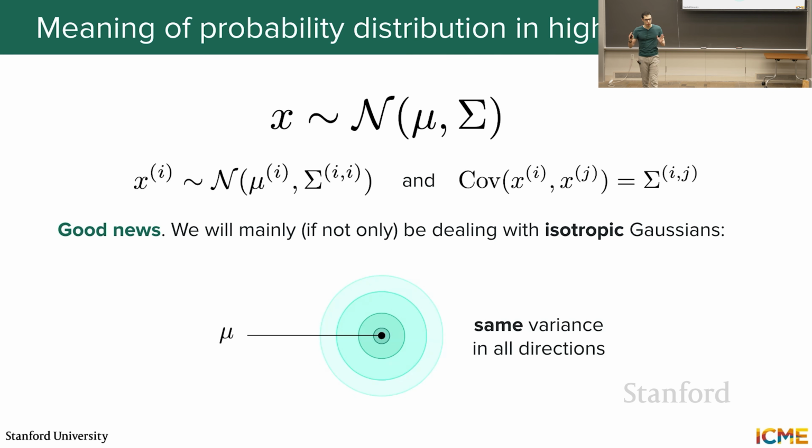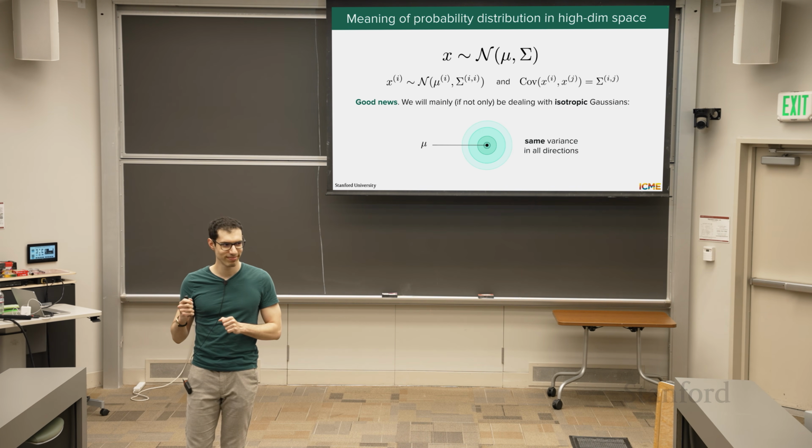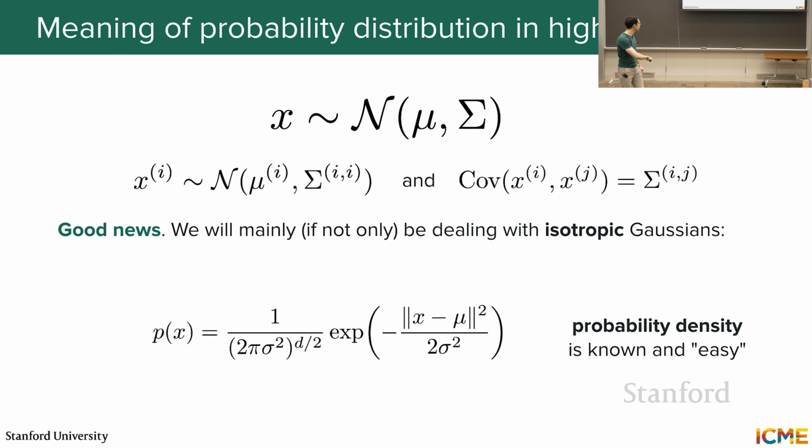So speaking of intuition, when we say that a distribution is isotropic, this is what we mean. We mean that the variance is the same across all directions. So you can think of it as some circle where the color represents the density. And of course, what's great about Gaussians is you also have an analytical expression that's quite simple for the probability density function. So I'm just putting this here, and it's easy to compute. That's great.